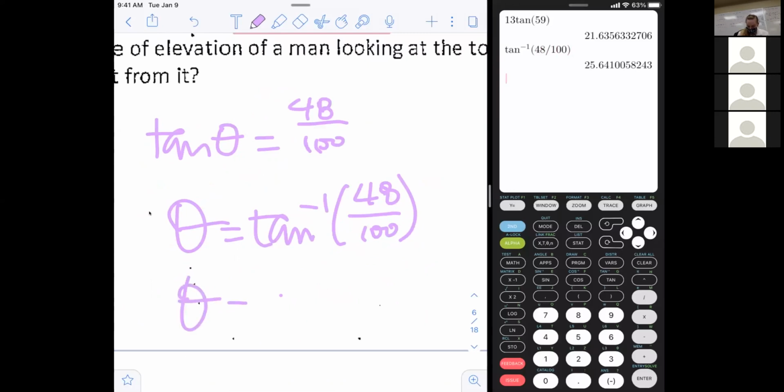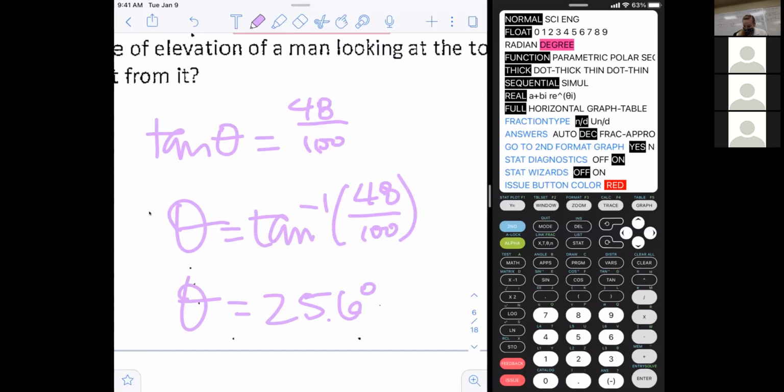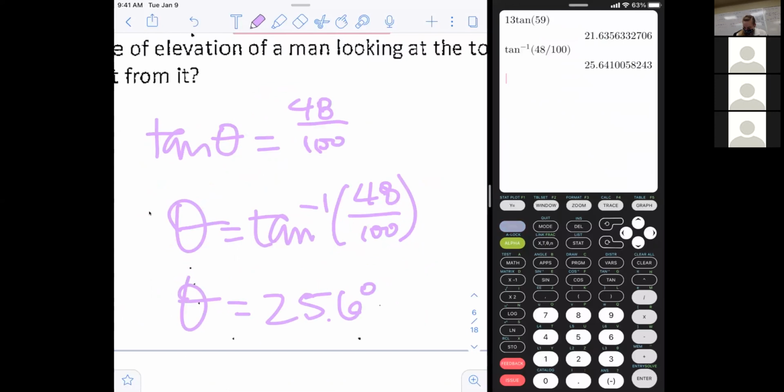Now, I have not moved from degrees. I've been in degrees this whole time, so my answer is in degrees. If you wanted to do it in radians, that's also fine. If you were already in radians, as long as you tell me which unit you have, that is fine. Second tan 48 divided by 100. And if you did that, you would have gotten 0.4475 radians.